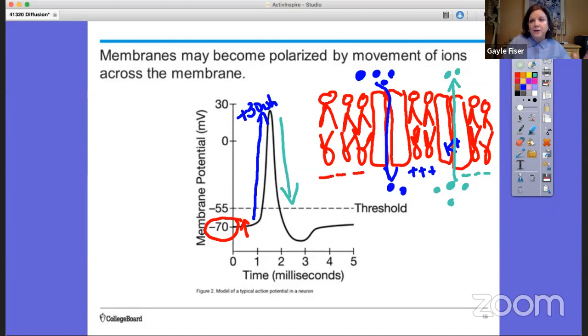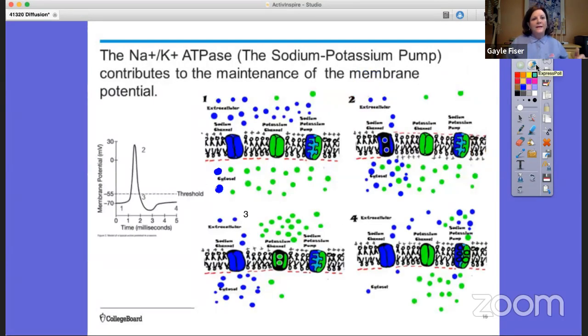On the next slide, we're going to talk about why that just can't be okay. All right, so the sodium-potassium pump is going to contribute to this. So what I just did was take us through here in step 1, we have higher sodium on the outside and low sodium on the inside. We have high potassium on the inside and low potassium on the outside. And this is normal resting potential right here, okay?